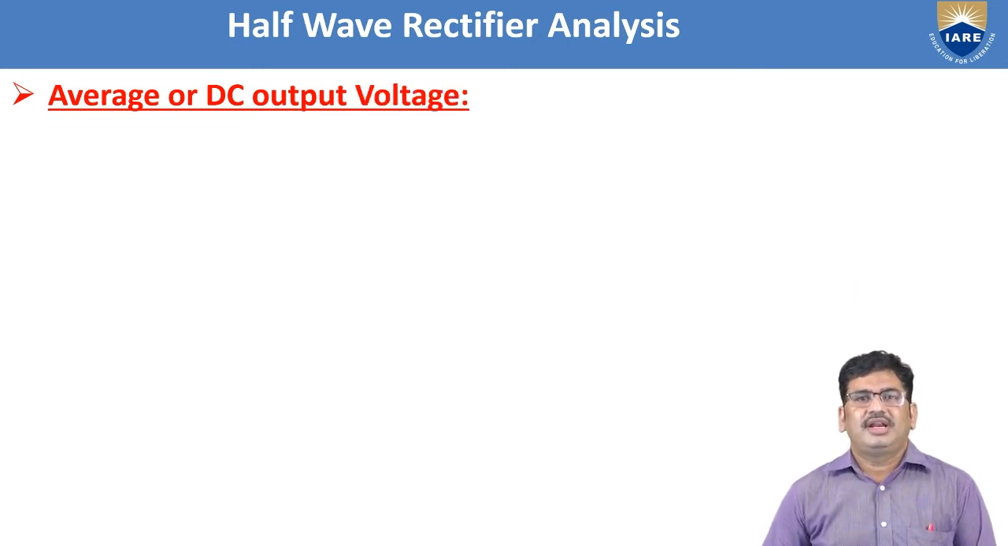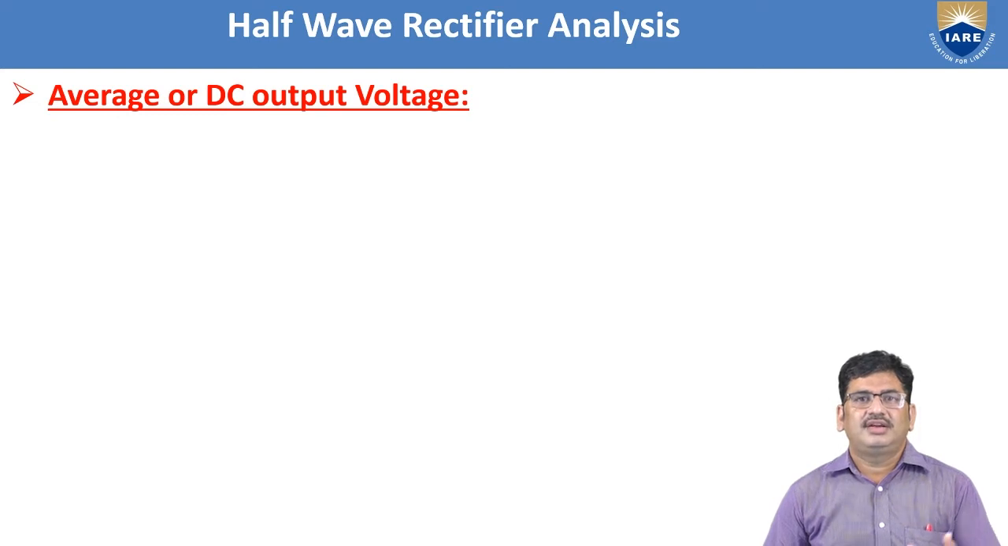The second parameter is the average or DC output voltage. The average or DC output voltage, VDC, is given as IDC into RL. The voltage we are considering across the output resistance RL, and the current flowing through that resistance is IDC. So VDC is given as IDC into RL.